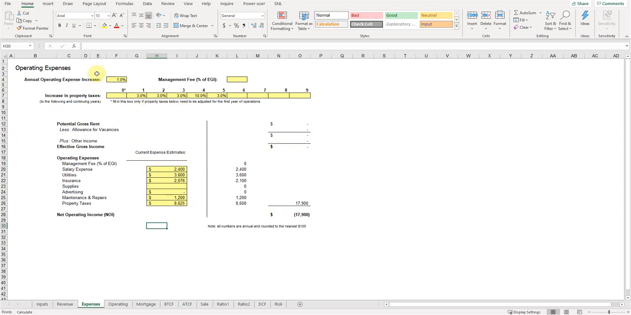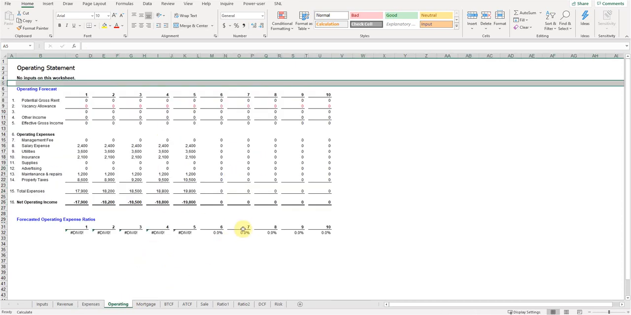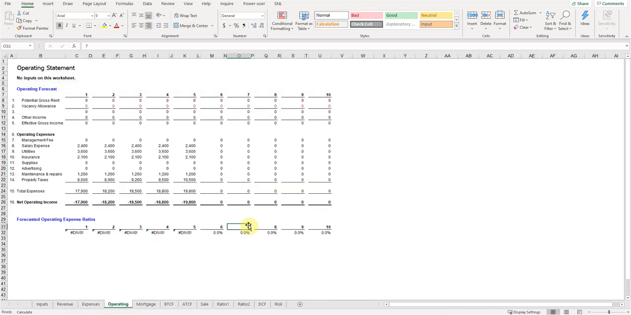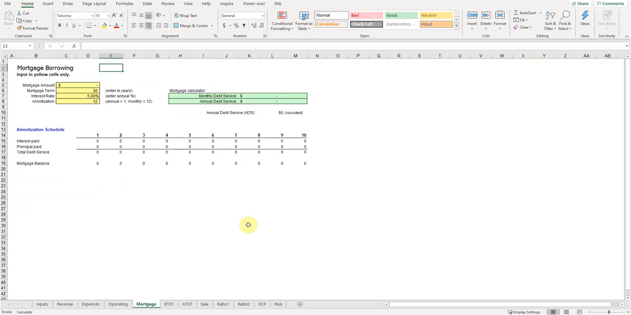Expenses, this is all the operating expenses that you'll build up to. None of these are on the inputs tab, so you'll want to hard enter these numbers as you go with this case study, and I'll show you exactly how. Operating is your financial dashboard and your projection period.